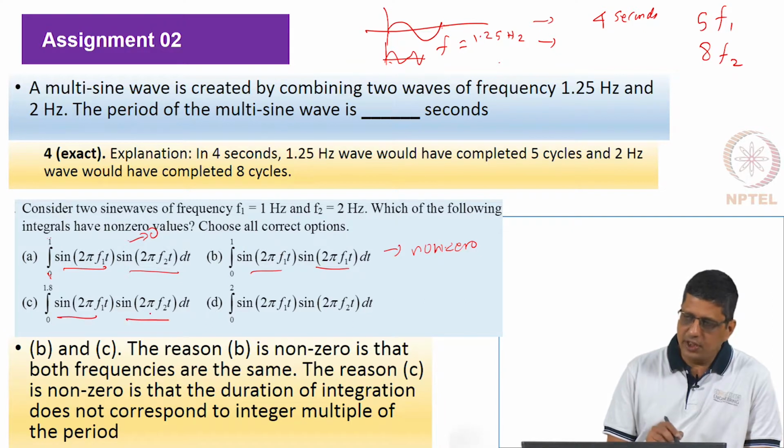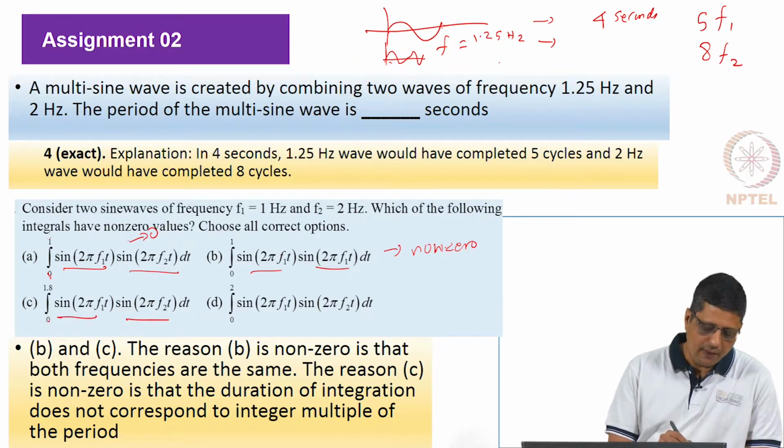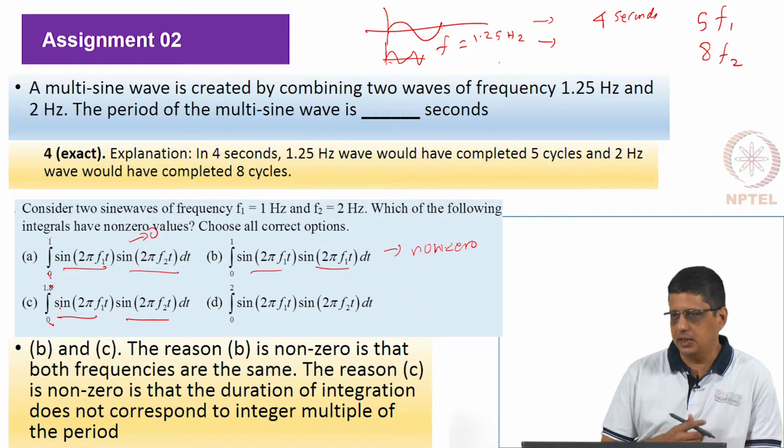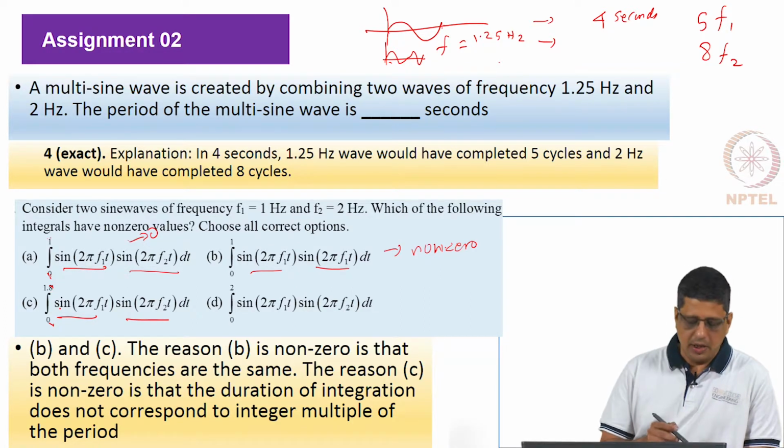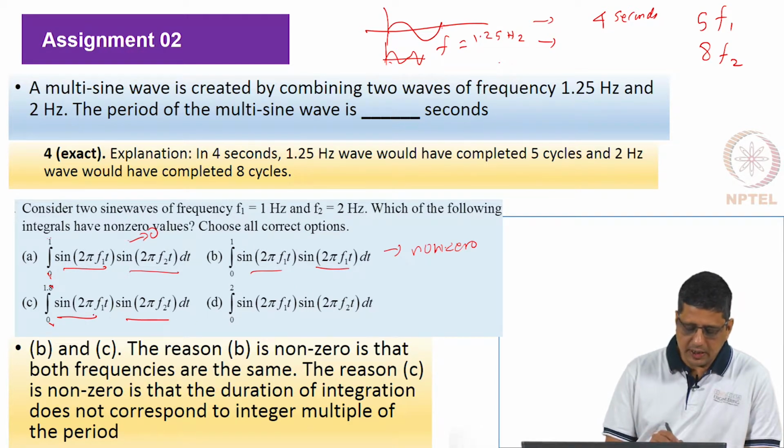The first wave and second wave are different. However, the integral does not go from 0 to a period or n periods. It goes from 0 to 1.8, which means this integral will not go to 0.